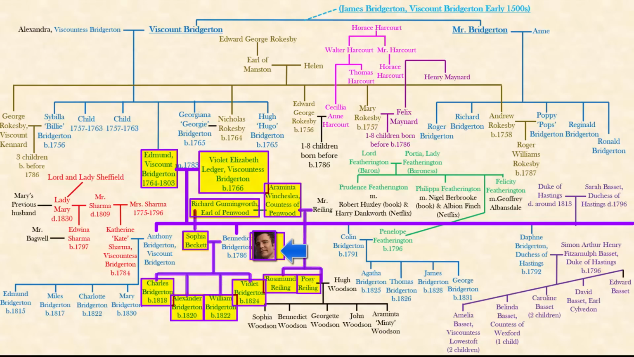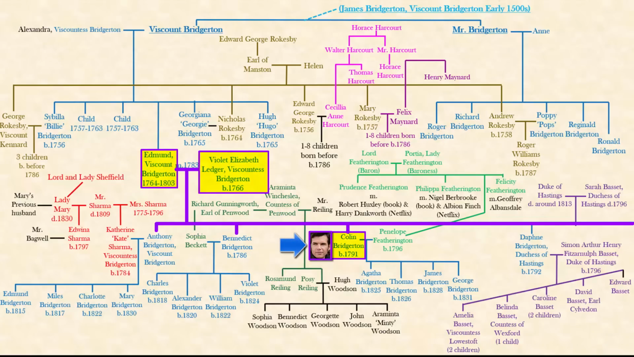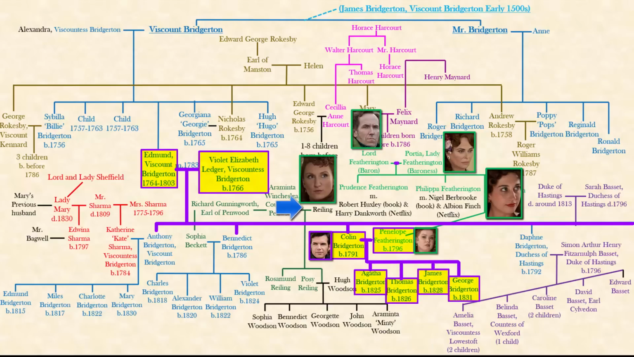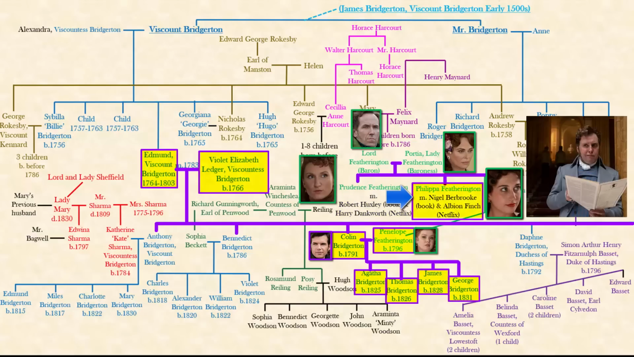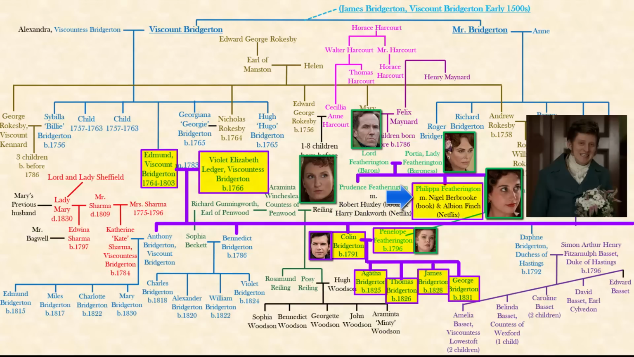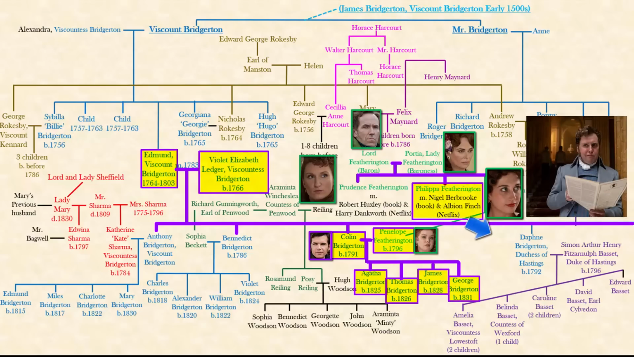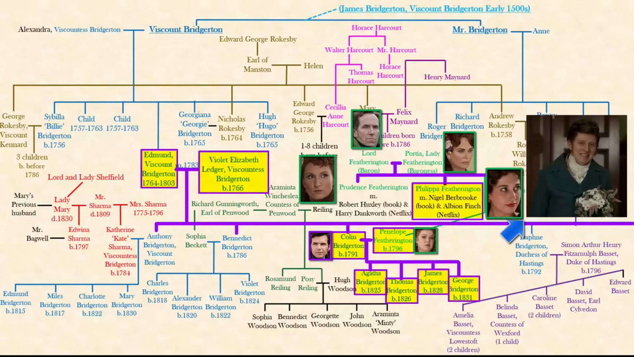And this moves us now to the third Bridgerton, Colin, the highlight of season 3. Colin marries Penelope, also known as Lady Whistledown, and we know her quite well, the Featheringtons. Did you know that in the book, Prudence married Robert Huxley, but in the series she married Harry Dankworth? Philippa married Nigel Burbrook in the book, and Albion Finch in Netflix. You see, Nigel was the same man that was engaged to Daphne in season 1. Due to his nefarious intentions, he was scandaled away. She had to marry Albion Finch instead.